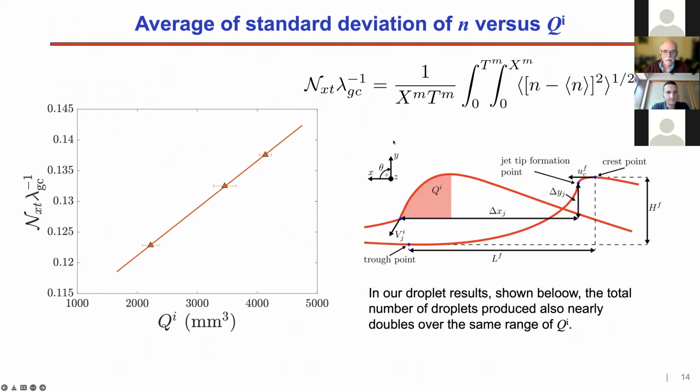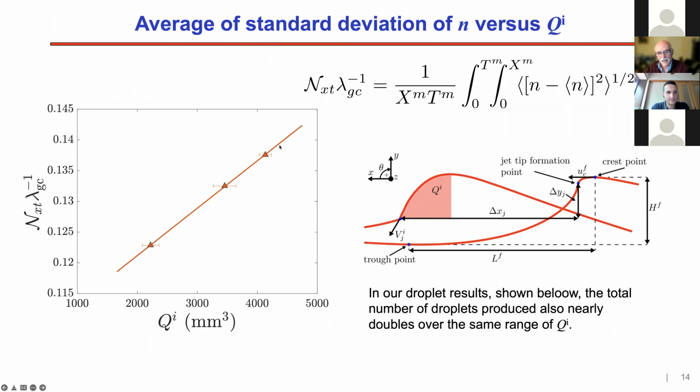And finally, about the surface profiles, we measured an average level of the standard deviation of the normal distance. And here we take that average, divide it by the wavelength of the gravity capillary wave with a minimum phase speed, that's 1.7 centimeters, and then plotted it versus the area under the jet that I showed you in this diagram, this area here. And you can see that at least for our 3 points, it forms a straight line.